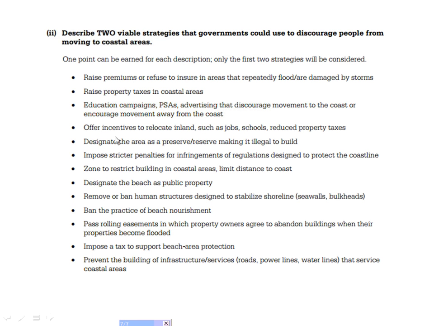and remove bans on structures designed to stabilize shoreline like seawalls. And all of these would be examples. Impose a tax to support beach area protection. Incentives are always an excellent answer as well. Offer incentives to relocate inland. Maybe lower property taxes inland.